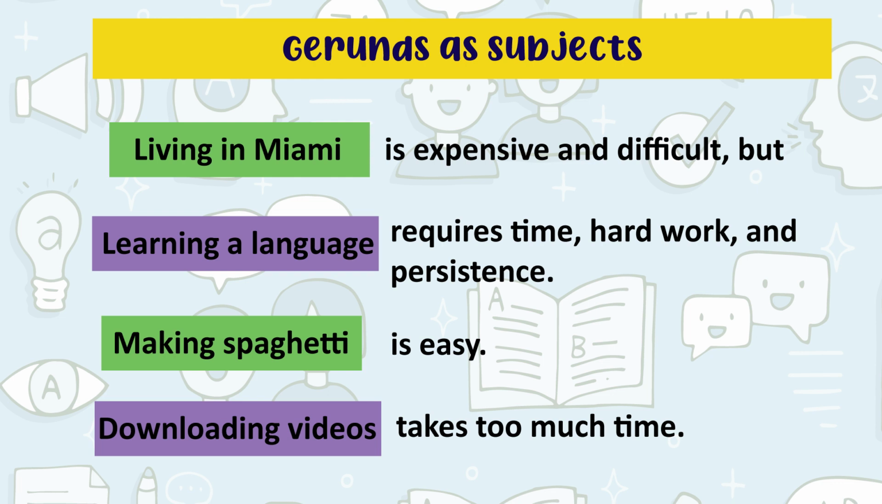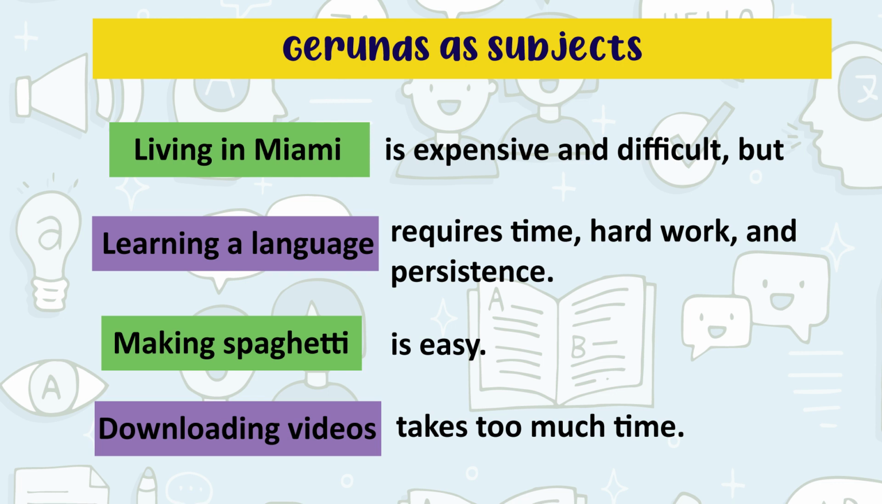Living in Miami is expensive and difficult, but fun. Learning a language requires time, hard work, and persistence. Making spaghetti is easy. Downloading videos takes too much time. Living, learning, making, and downloading, they are acting as gerund as subjects. In these sentences, the verbs are, in number one, is. In the second one, requires. On third, is. And in the last one, takes.